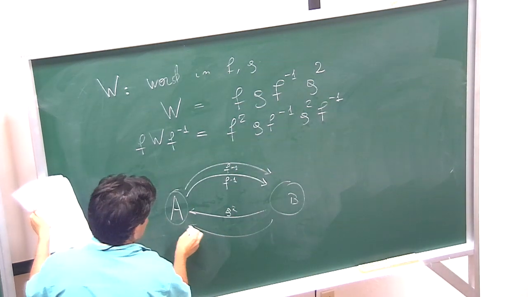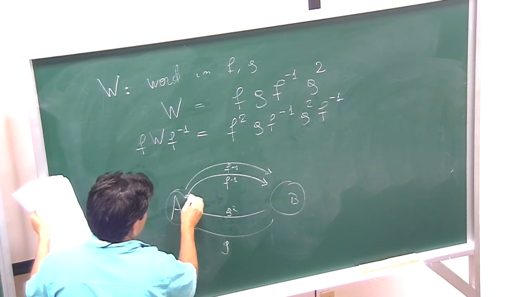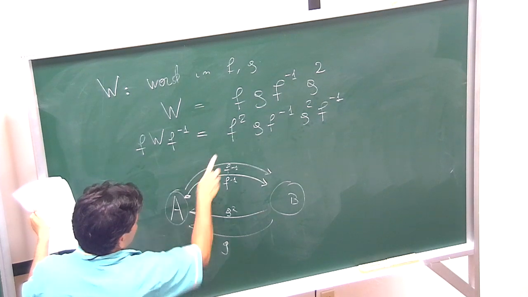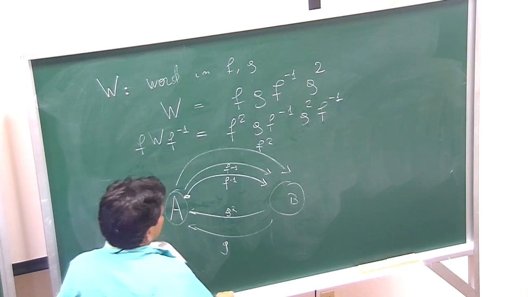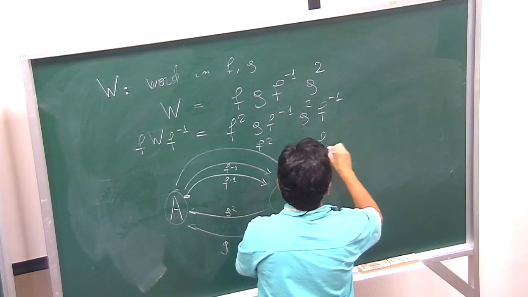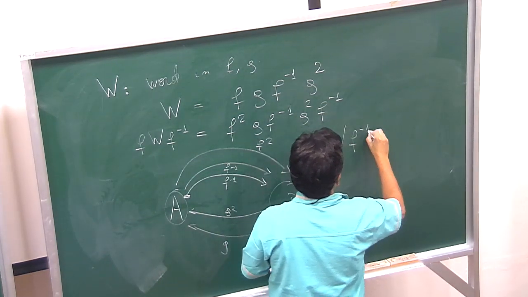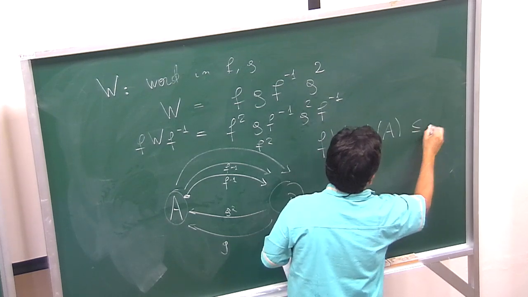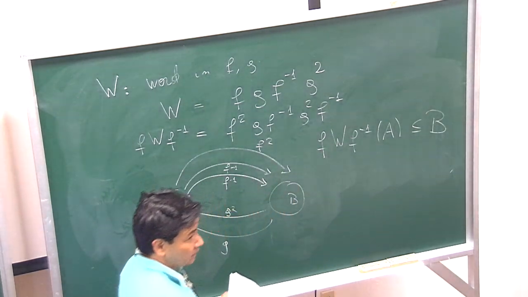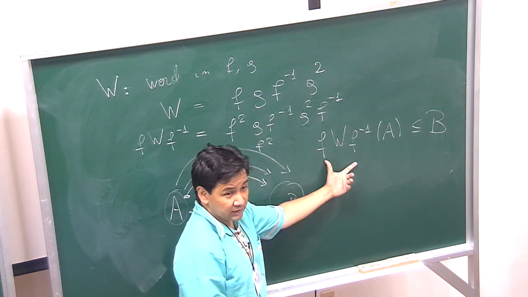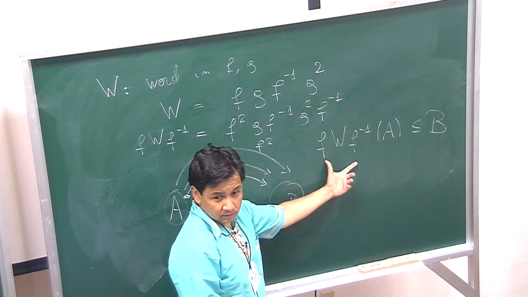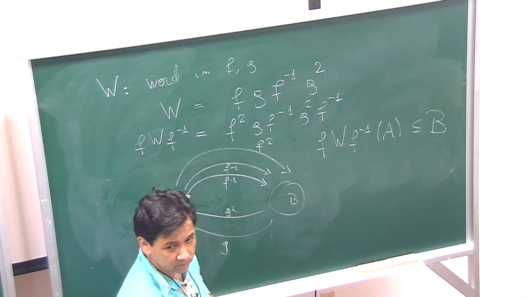G moves. This was the starting point. Okay? And finally, F to the square moves A into B. So the conclusion is that F omega F inverse of A is contained in B. Is it okay? In particular, this cannot be the identity. Okay? That's a proof, essentially.